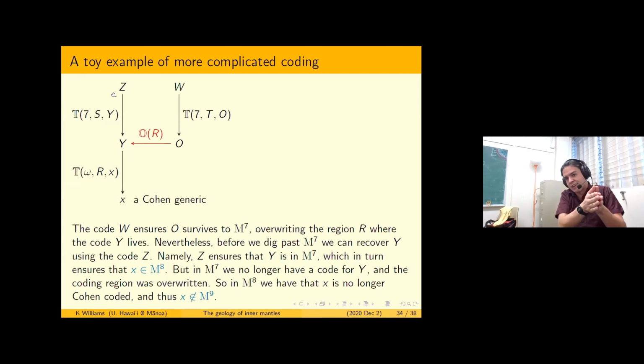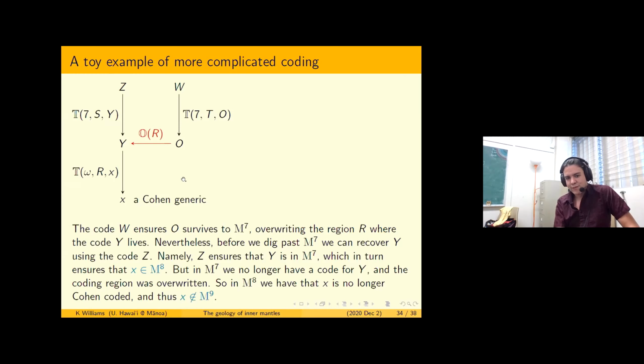We look at Z, Z codes this class, this ord length sequence of zeros and ones. It's on a region that was overwritten, but we can look at Z to figure out what we masked with this overwrite coding. And so this tells us Y is in the 7th inner mantle. And since Y is coding X very strongly, X is in the 8th inner mantle. However, once we're in M7, we no longer can define Y because we don't have this code anymore and we overwrote the region, so we can't just look at the region where we did this coding. So that means that in M8, the 8th inner mantle, we're no longer coding X, and so X gets out of the 9th inner mantle.